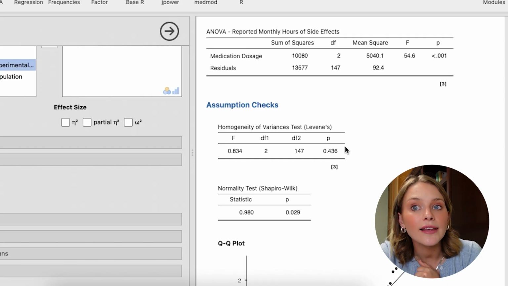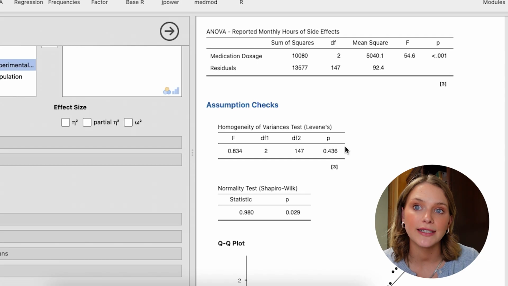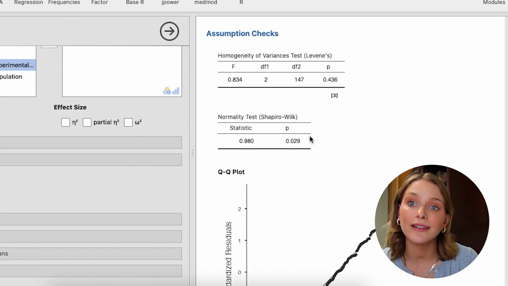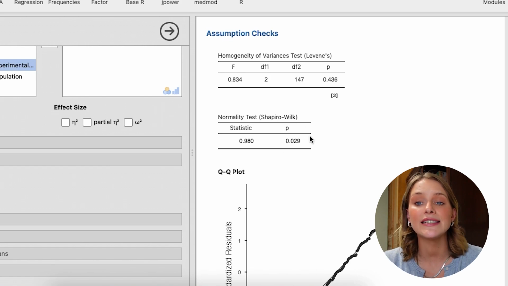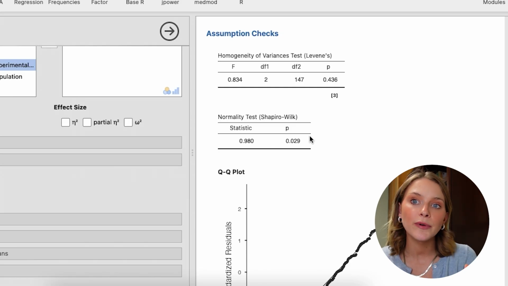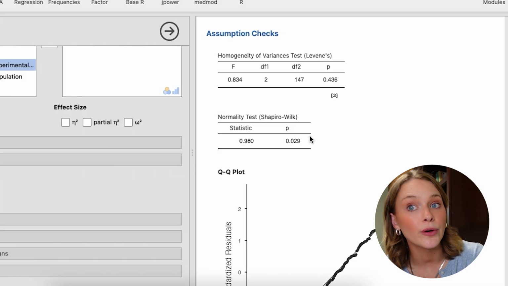Now let's take a look at the second assumption here, the test of normality, also called the Shapiro-Wilk test. So the same rules apply here. We are looking for a p-value greater than 0.05. And in this situation, our p-value is less than 0.05, indicating that we have indeed violated normality. But I want us to pause before we panic. If you were out in the real world and this happened to you, here is what I would recommend.